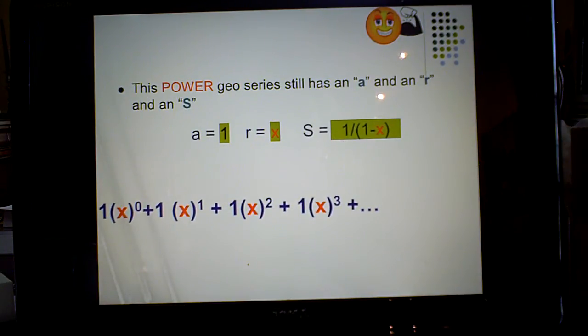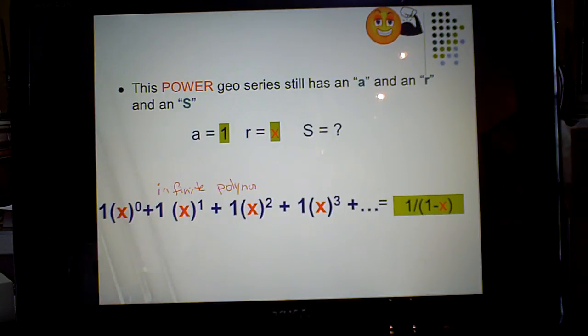This polynomial, now it's an infinite polynomial, is the same thing. The geometric series, if it converges, is equal to the infinite sum 1 divided by 1 minus r. So what I have right now is this infinite polynomial is equal to this rational function. OMG, this is actually pretty phenomenal.